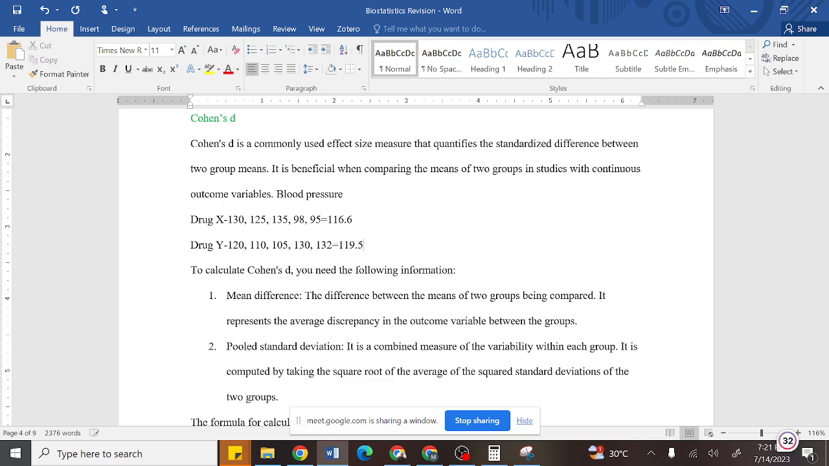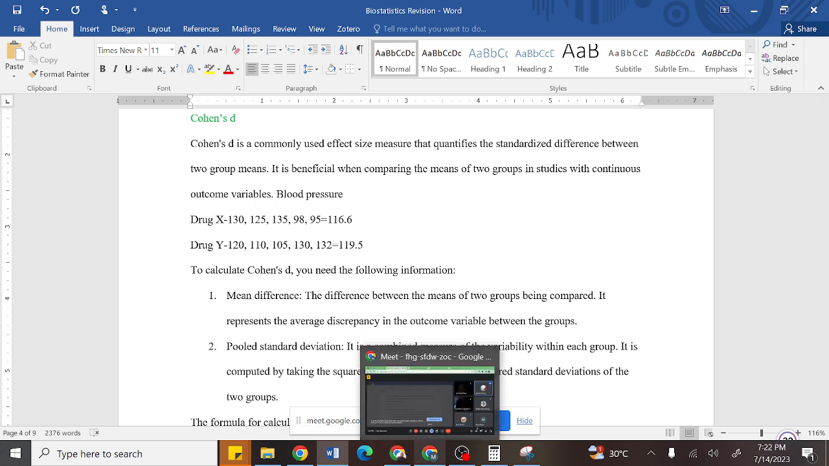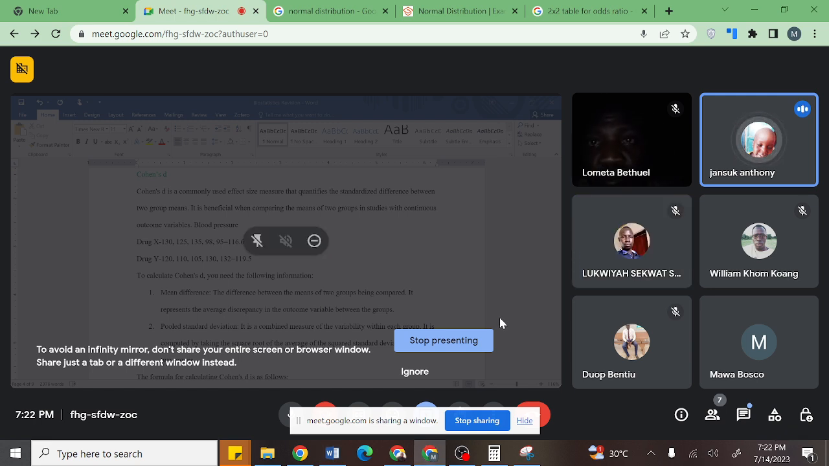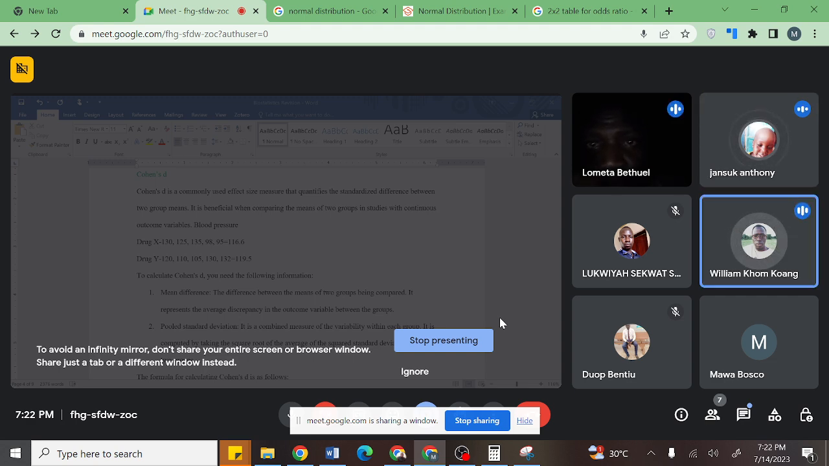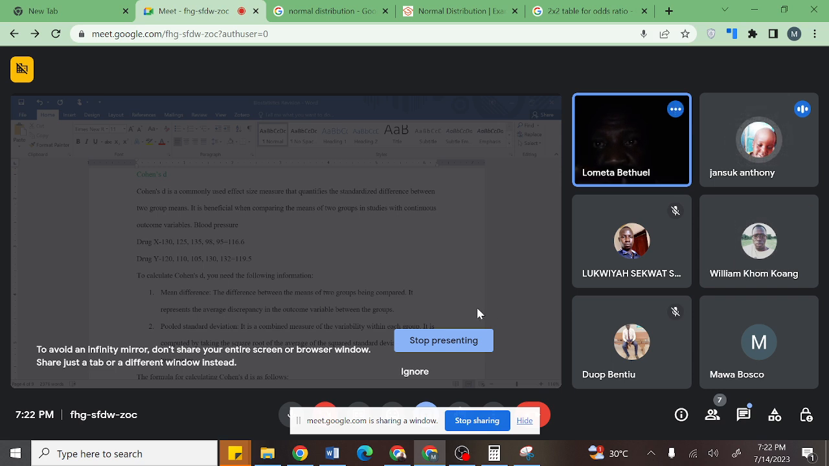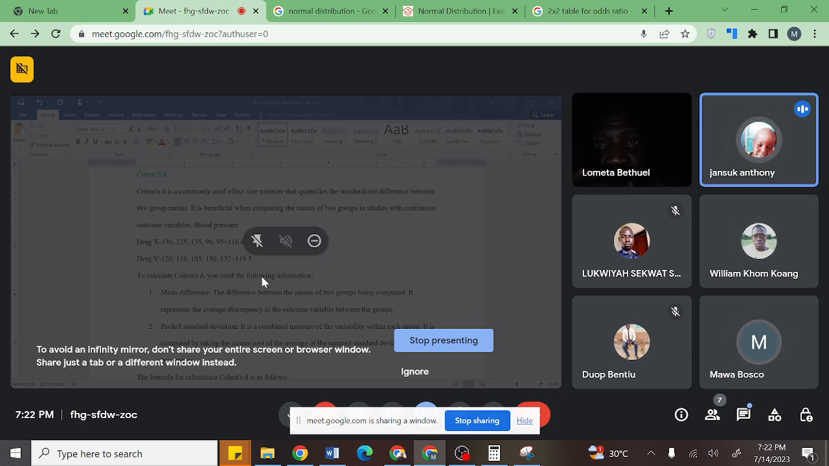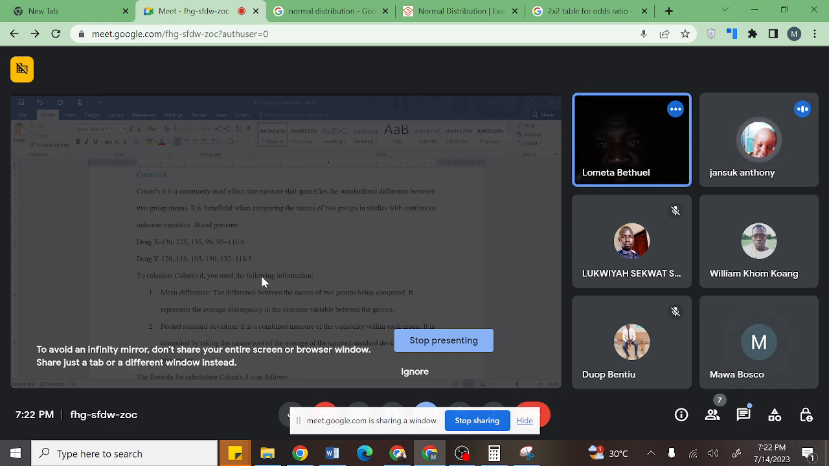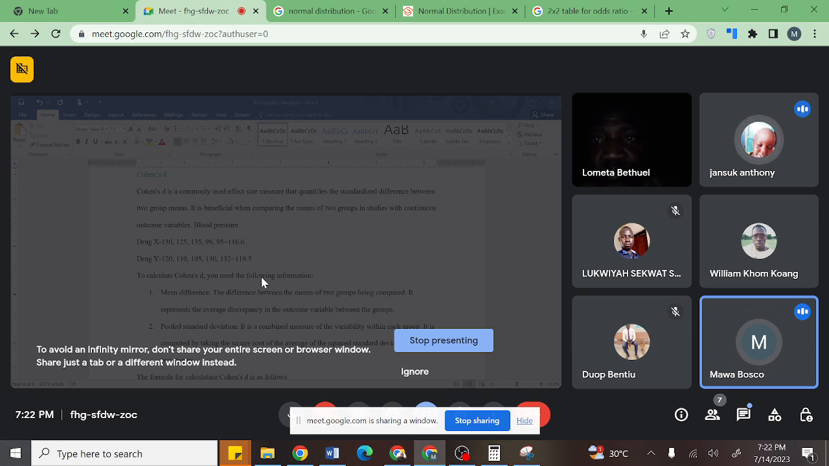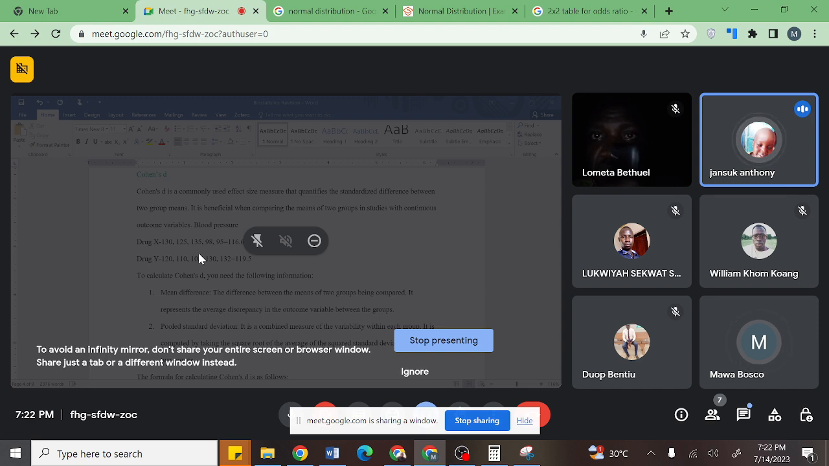So which drug is working? Which drug is working better? I think drug X works better, because we are interested in reducing the what? Blood pressure. That's our interest. So it appears that drug X is better.